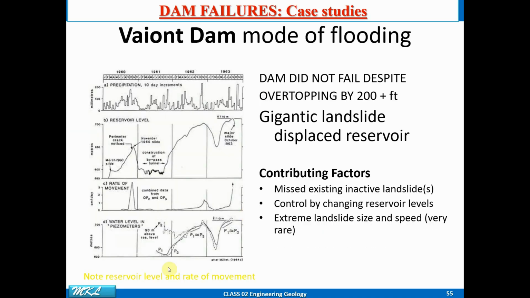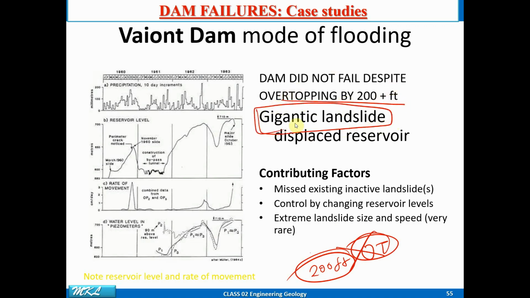So what happened? Monsoon season, flood season happened, and the water was overtopping by 200 feet. But the dam construction they made was good enough that it could withstand that overtopping. So the failure was not caused by the overtopping, but by a gigantic landslide.